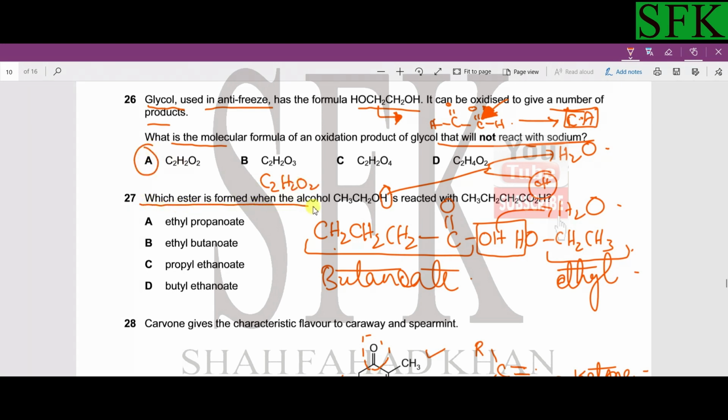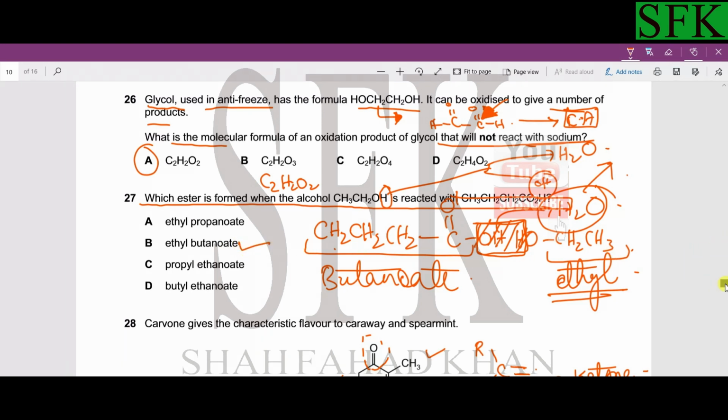Which ester is formed when alcohol is reacted with butanoic acid? Okay, this is butanoic acid. That's your propanol. Okay, the butanoic acid will leave its OH group and the propanol will leave its hydrogen atom, and both of them will combine to form a water molecule that will be eliminated and an ester bond will be formed. And so since the acid is 4 carbon, it's going to be butanoate, and since alcohol is 2 carbon, it's ethyl, alcohol comes first, so its name is going to be ethyl butanoate.